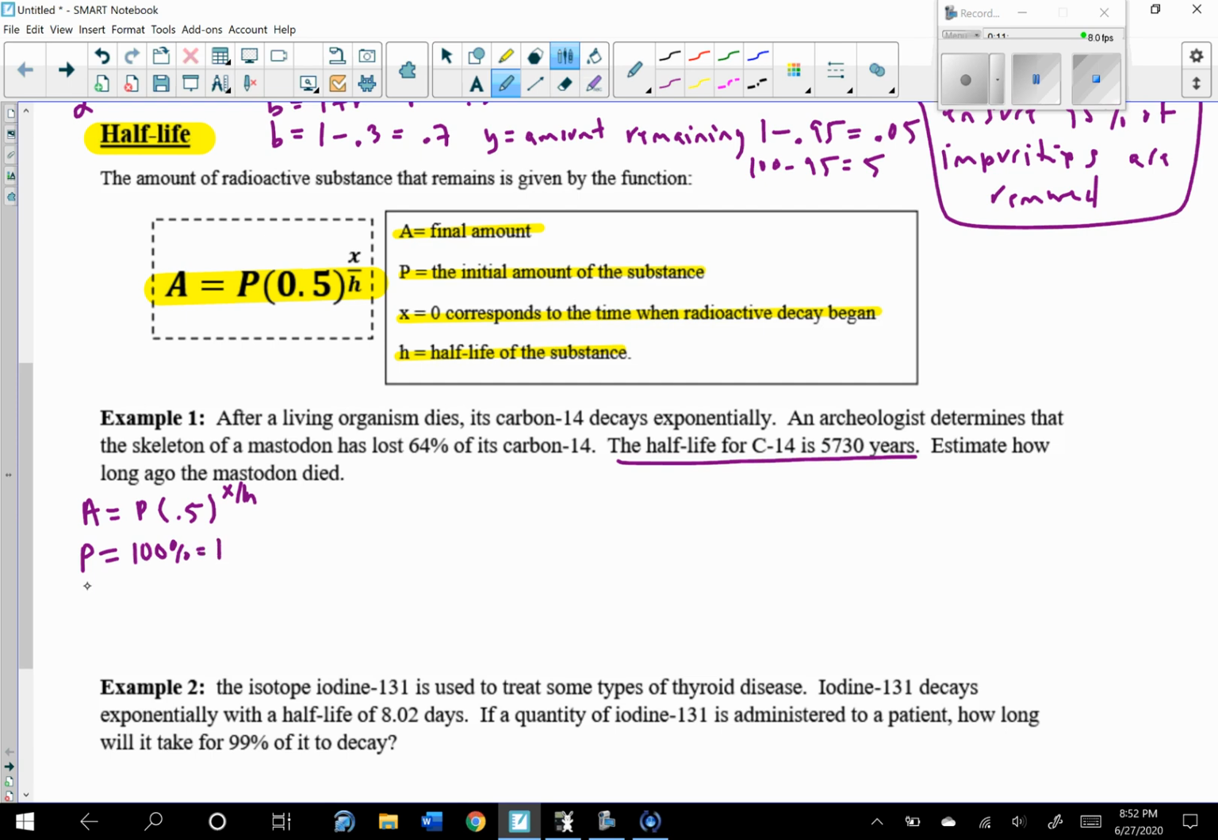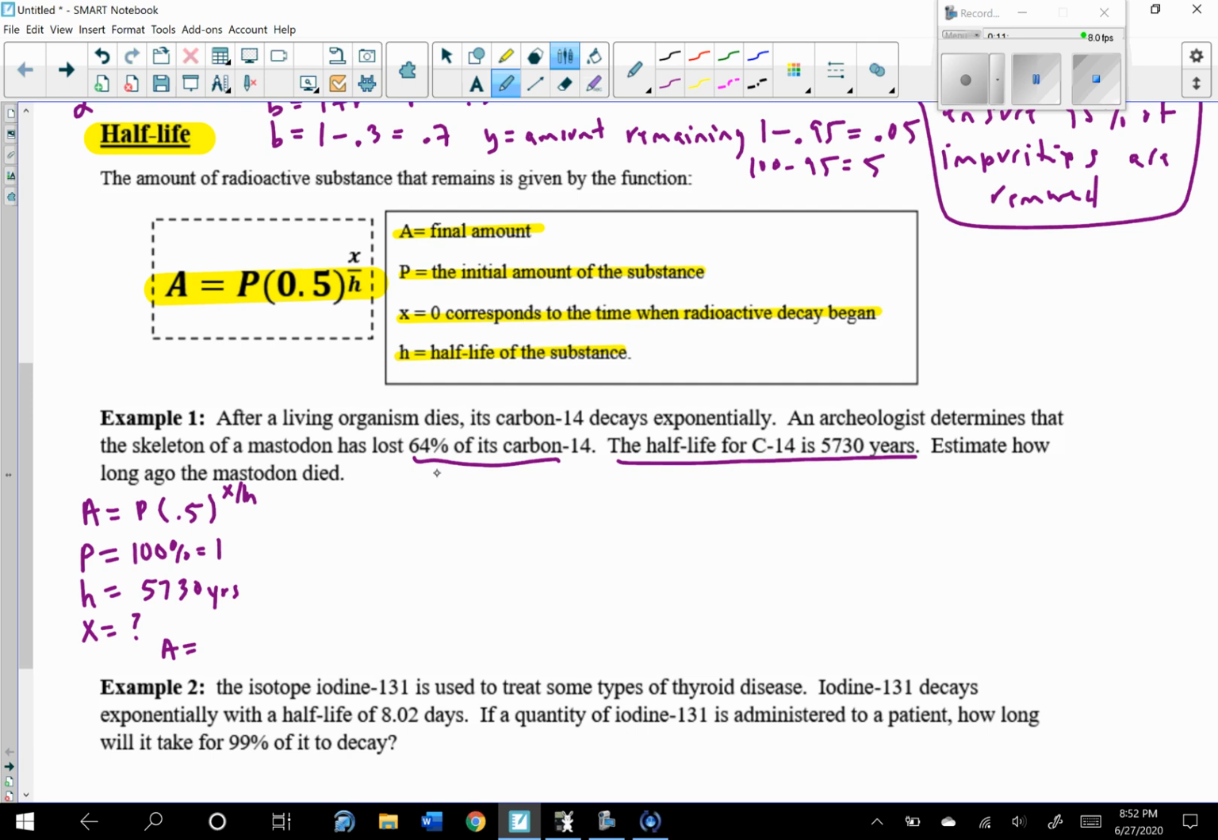Our half-life it gave to us as 5,730 years. And we also are trying to find how long ago it died. So in this case, we're trying to find X. So that means we are given the amount. So again, it says an archaeologist determines that the skeleton of the mastodon has lost 64% of its carbon-14. So remember that A is the final amount.